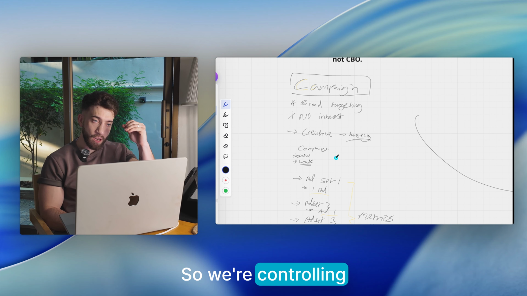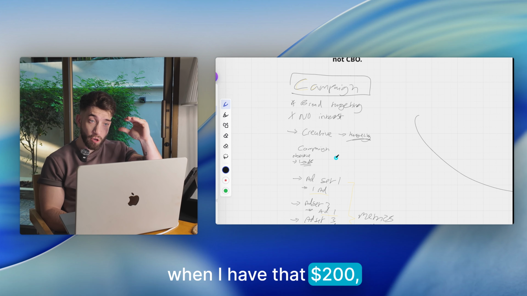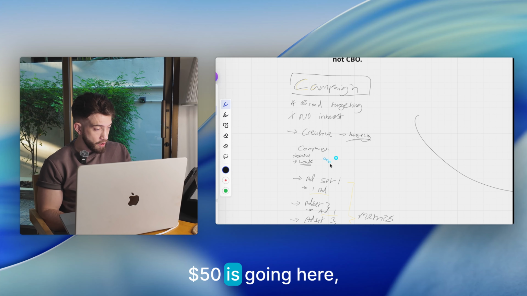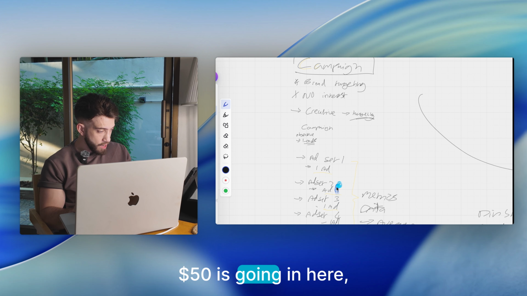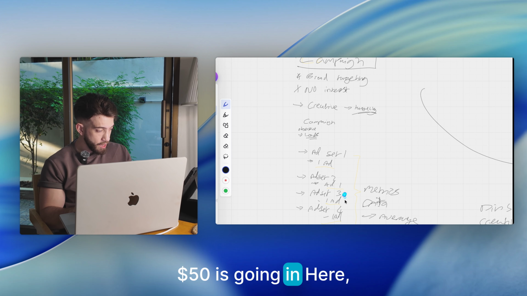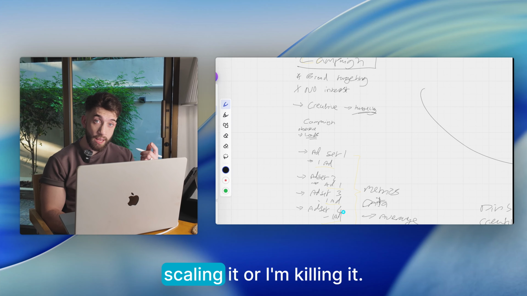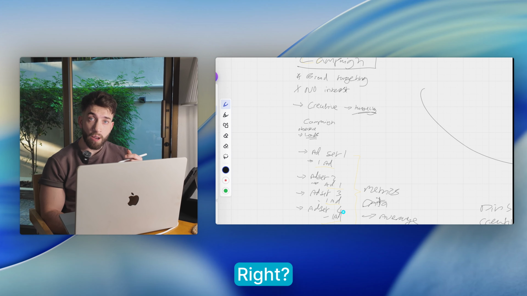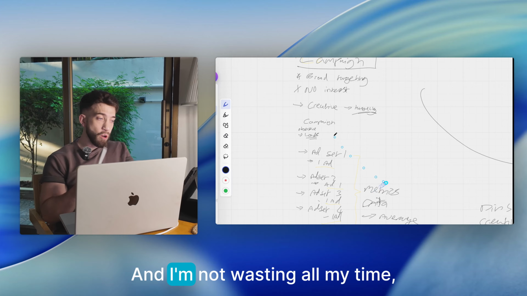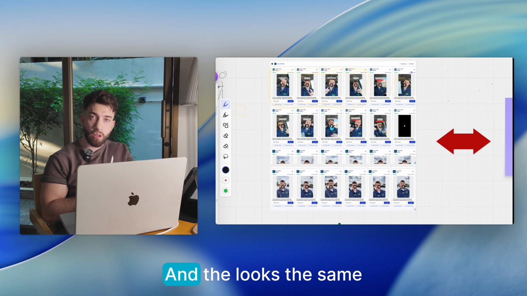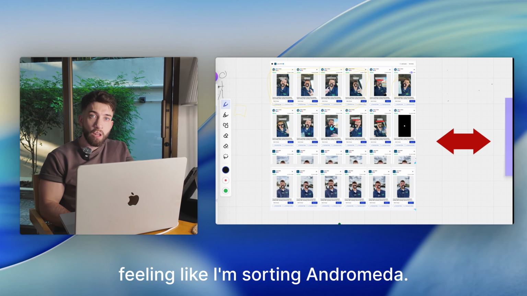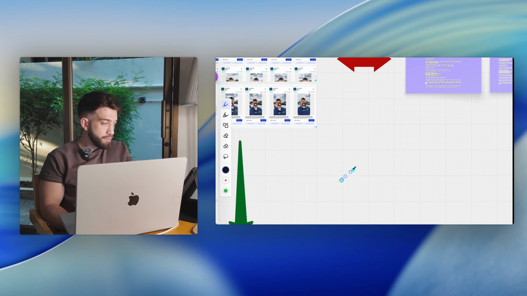So we're controlling that, when I have that $200, right? $50 is going in here, $50 is going in here, $50 is going in here, and $50 is going in here. I run it for 4 days, so I know that at the end of that I'm either scaling it or I'm killing it, right? And I'm not wasting all my time running an ad that looks the same, feeling like I'm sorting Andromeda.